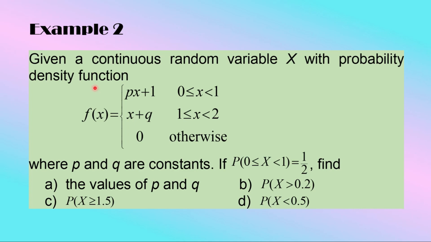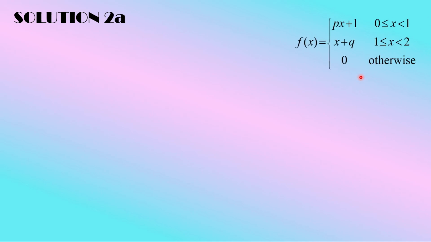Okay, for example 2, given a continuous random variable x with probability density function where p and q are constant, if the probability of random variable x from 0 to 1 equals 1 over 2, find the value of p and q and solve the related probability problem. Okay, solution 2a.